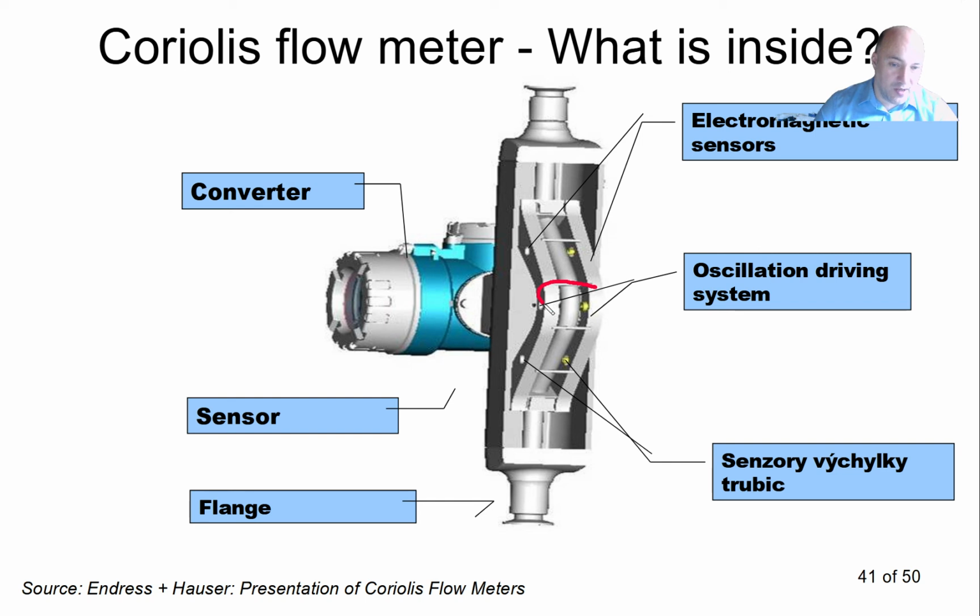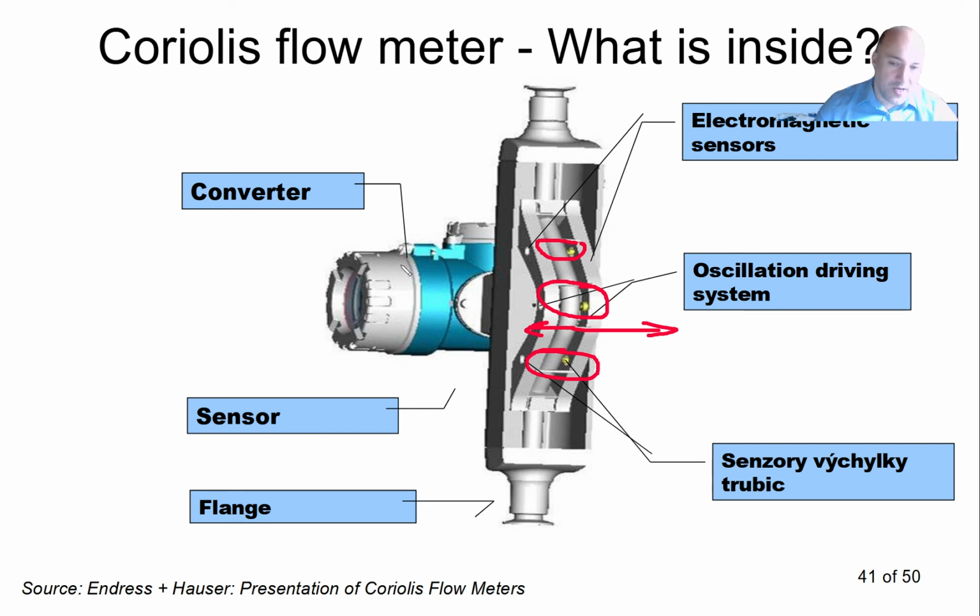So here in the middle we have the oscillating system, imposing the oscillation of the pipe back and forth, very slight oscillation. And here and here we have the sensors. Sorry, here I forgot to translate that. This should be the position sensor for the pipe. It might typically be an electromagnetic or inductive sensor, something like that.